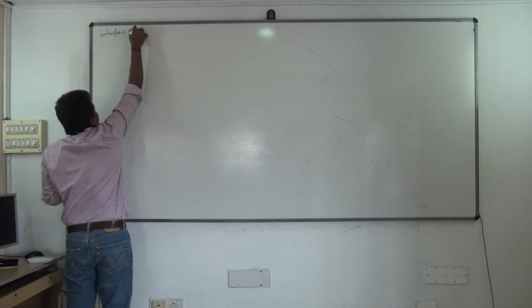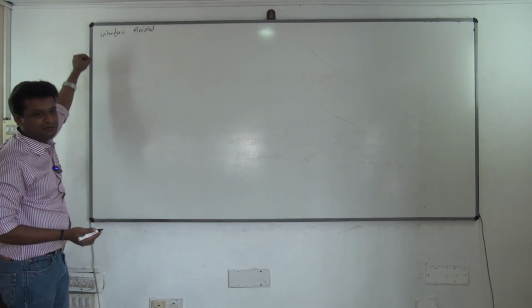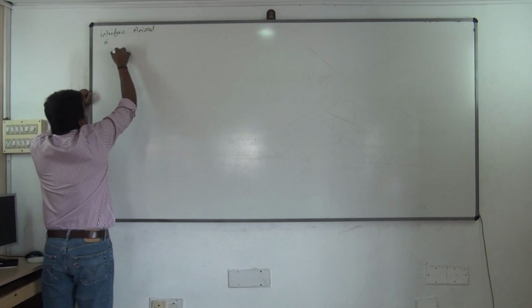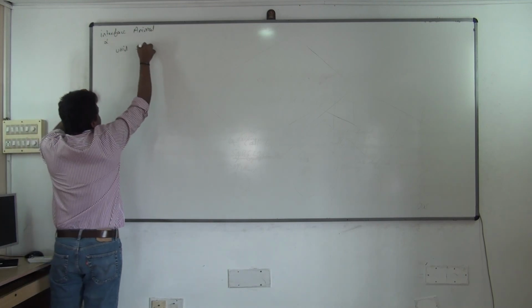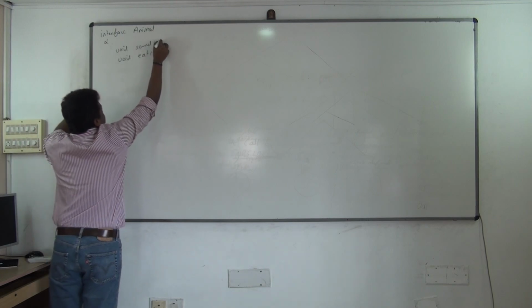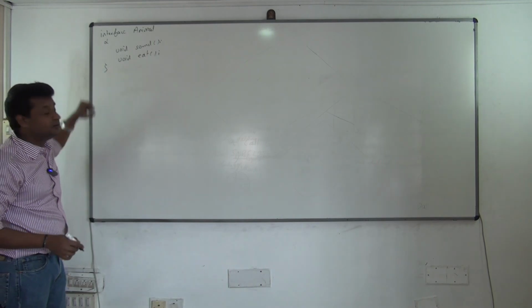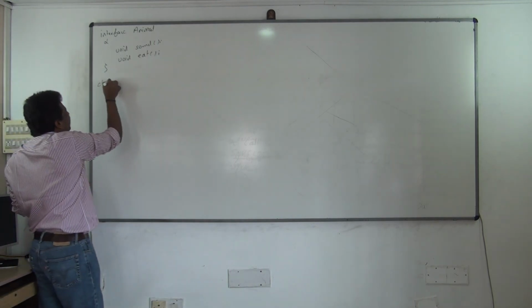Interface name is, I'll take one name by name, interface by name, animal. You can give any name, that's your wish. I'll have two abstract methods. One is void sound, another one would be void eat. Here I am making both as abstract.